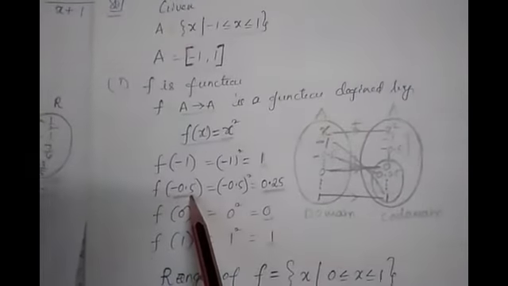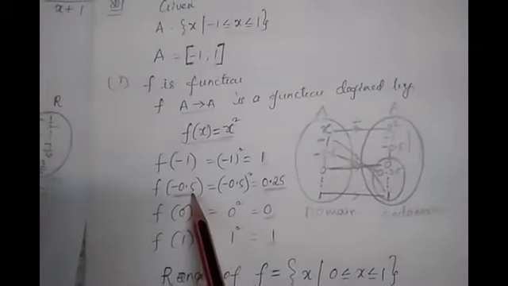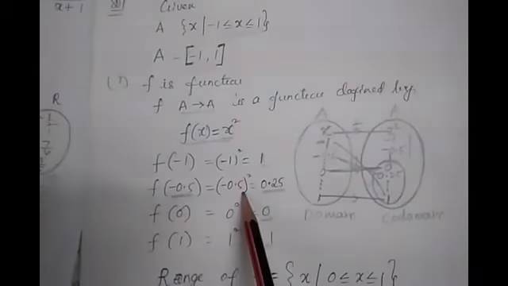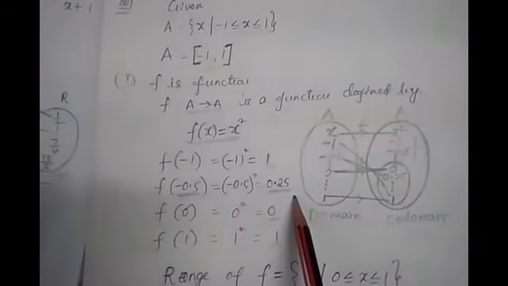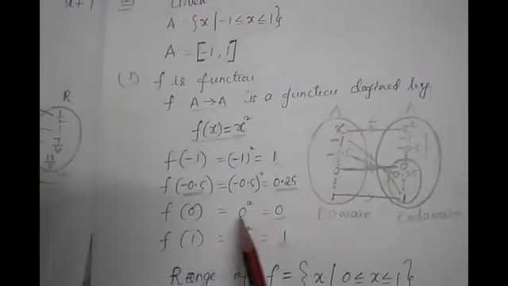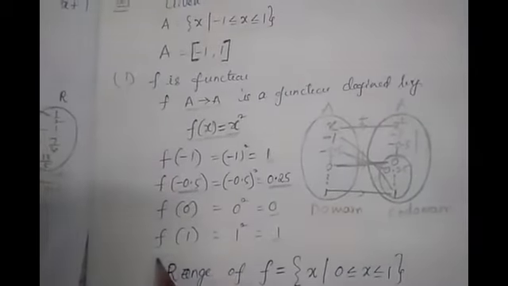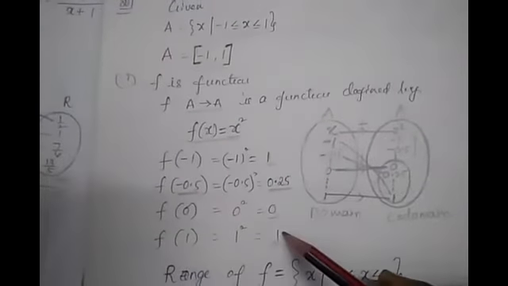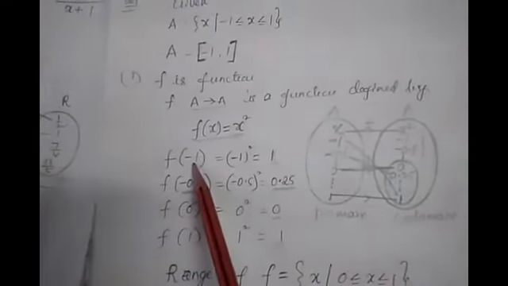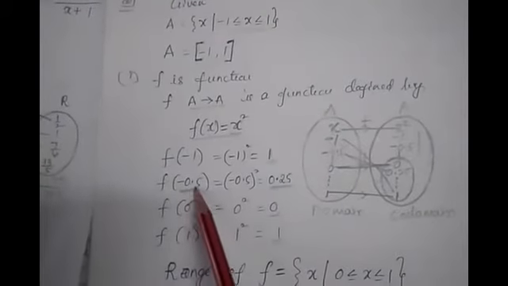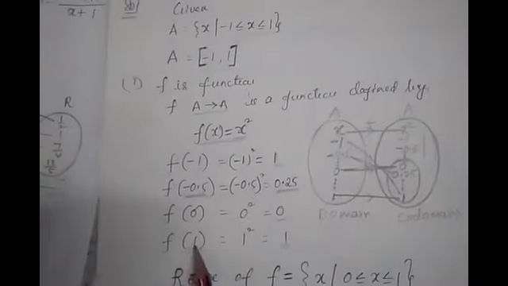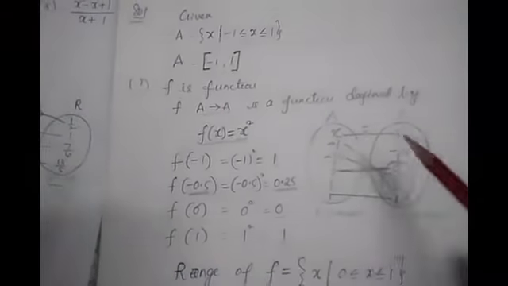Now take x equal to minus 0.5. F of minus 0.5 gives minus 0.5 whole square, equal to 0.25. F of 0 equals 0 square, equal to 0. And f of 1 is equal to 1 square, equal to 1. By this result, we conclude that minus 1 is mapped to 1, minus 0.5 is mapped to 0.25, 0 is mapped to 0, and 1 is mapped to 1.